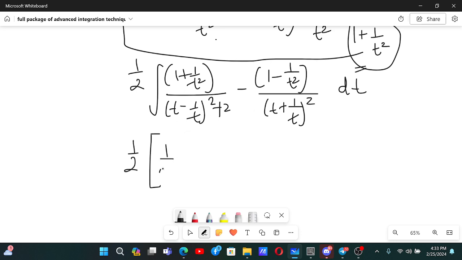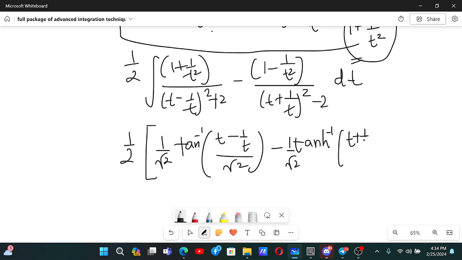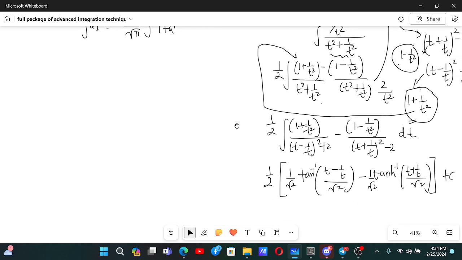So that's just 1 by root 2 tan inverse y by root 2, and y is t minus 1 by t by root 2 over here, minus 2. I missed the minus 2, sorry for that. Now this is a formula for tan h inverse x. So 1 by root 2 tan h inverse y by root 2. And this is the solution for the integral, and this was a pretty standard approach. So just know this.